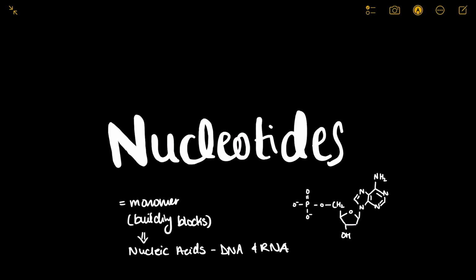So this is a diagram of one nucleotide. And one nucleotide consists of 3 parts. I'm going to use 3 different colors for each of the parts. So the first one is this upper part here, in blue, and we'll call that number 1, the nitrogenous base.